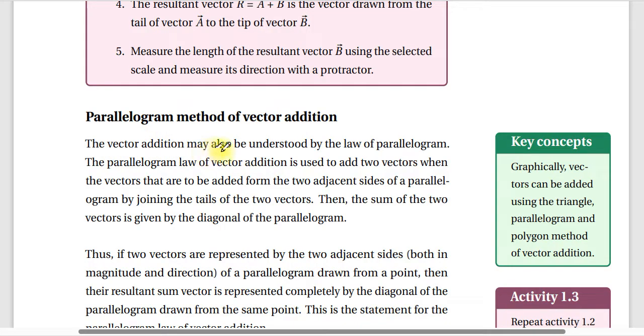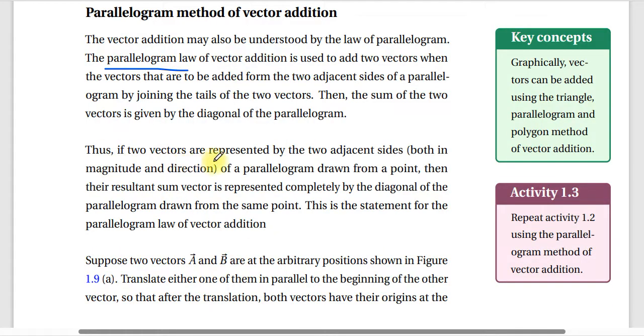The vector addition may also be understood by the law of parallelogram. የኛው ደግሞ parallelogram ወይም አራት ማዕዘን መስራት መቻል ነው። የቀደሙ ሶስት ማዕዘን ነበር። The parallelogram law of vector addition is used to add two vectors when the vectors that are to be added form the two adjacent sides of the parallelogram by joining the tails of the two vectors. Then the sum of the two vectors is given by the diagonal of the parallelogram.